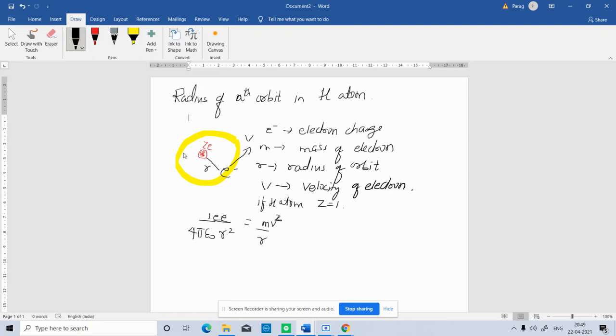So when I solve this equation, let me find r from here. Let us shift this r square to the right side. The equation becomes e square upon 4 pi epsilon naught, and this r square comes this side. It becomes mv square; r square upon r becomes mv square r. Let us call this equation number 1. I hope that is understood.